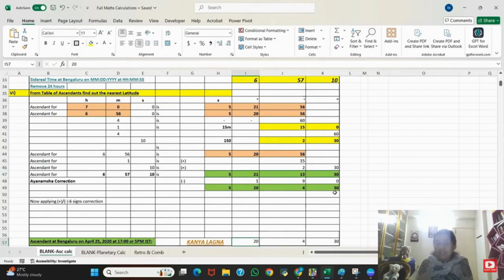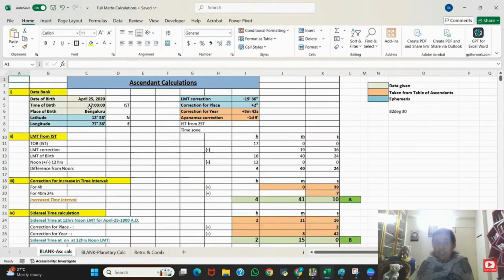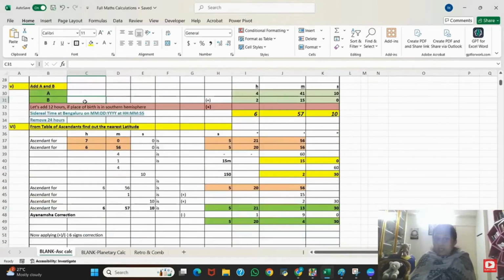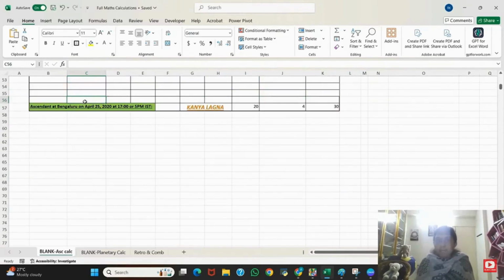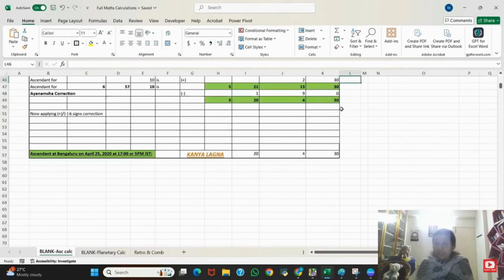So the Lagna rising of the baby, which is born on April 25th, 2020, at 17 hours in Bengaluru, will be in Kanya Lagna, 20 degrees 4 minutes 30 seconds. This is what we have arrived at from the calculation. Okay, so now let me finish in Kannada also.